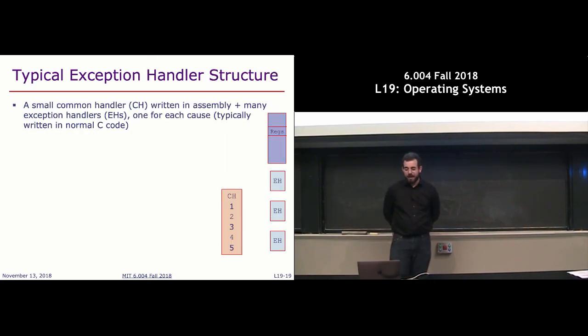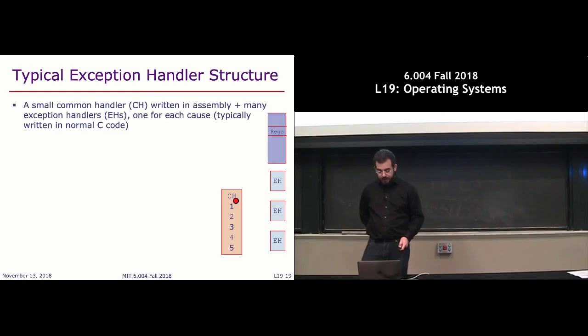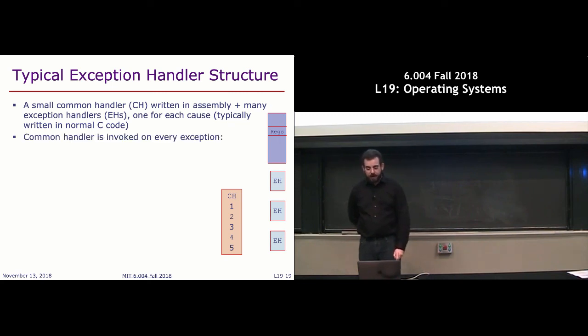Okay, so the typical way that operating systems code these exception handlers is there's what we call the common handler, which is shown here in orange. That's typically written in assembly because it needs to do a very delicate dance on how to switch contexts between the user-level process and the OS kernel. And then we have a lot of other exception handlers, and those we write in higher-level C code. Every exception goes directly to this common handler, and the common handler does five things.